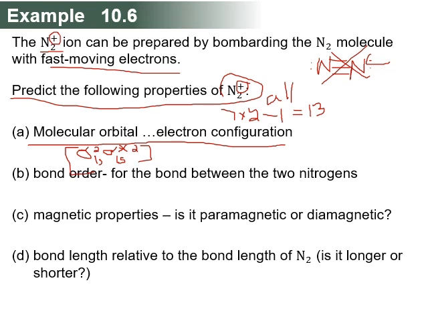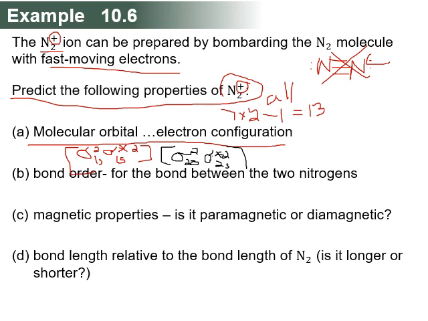Then we go to the next level, which is going to be sigma 2s. And there's a bonding, and there's 2 of them in there. And then there's a sigma anti-bonding, and there's 2 of them in there, and that's the 2s. So far we have used 2, 4, 6, 8 electrons. We need 5 more. Now, how do we fill that up?